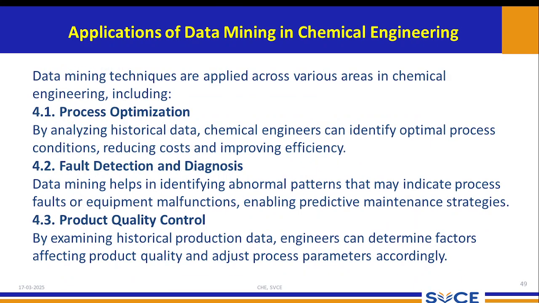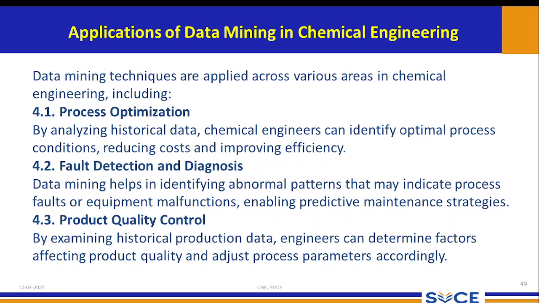That's the meaning. So coming to the applications of data mining, it is applied across various areas in chemical engineering: process optimization, fault detection and diagnosis, product quality control. In process optimization, by analyzing historical data, chemical engineers can identify the optimal process conditions, reducing cost and improving efficiency. In fault detection and diagnosis, data mining helps in identifying abnormal patterns that may indicate a process fault or equipment malfunction, enabling predictive maintenance strategy.